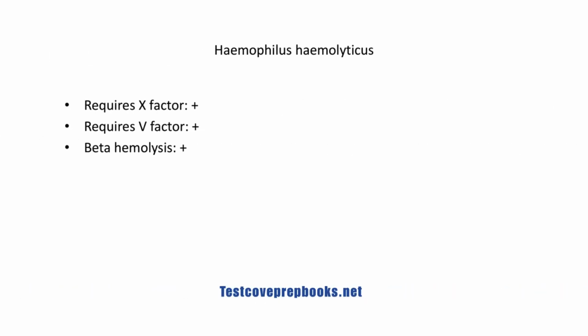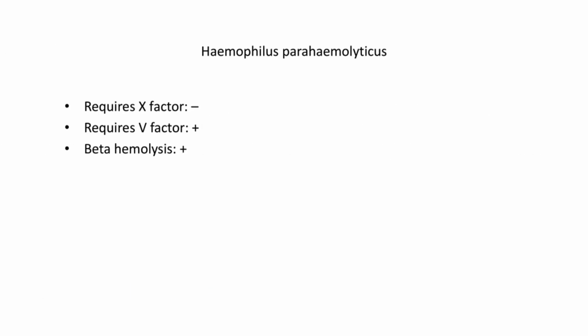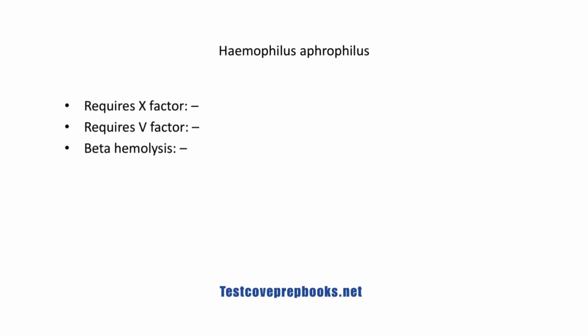Haemophilus hemolyticus requires both the X and the V factors, and, unlike H. influenzae, it does show beta hemolysis. Haemophilus parahemolyticus requires only the V factor and shows beta hemolysis. Haemophilus aphrophilus, now classified as Aggregatibacter aphrophilus, does not require either the X factor or the V factor, and it does not show beta hemolysis.